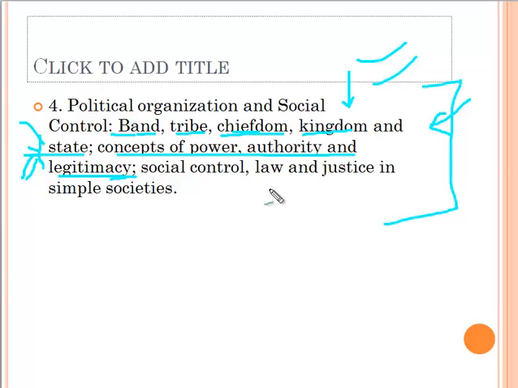So this is how your authority or power will be coming in band or tribal society. All this you will learn in this particular chapter. Then social control: how is social control done? Let's say the incest taboo is one of the ways in which society is controlled, so that they are not engaging in incestuous relationships. Then law and justice in simple societies, and how it is different from modern societies.